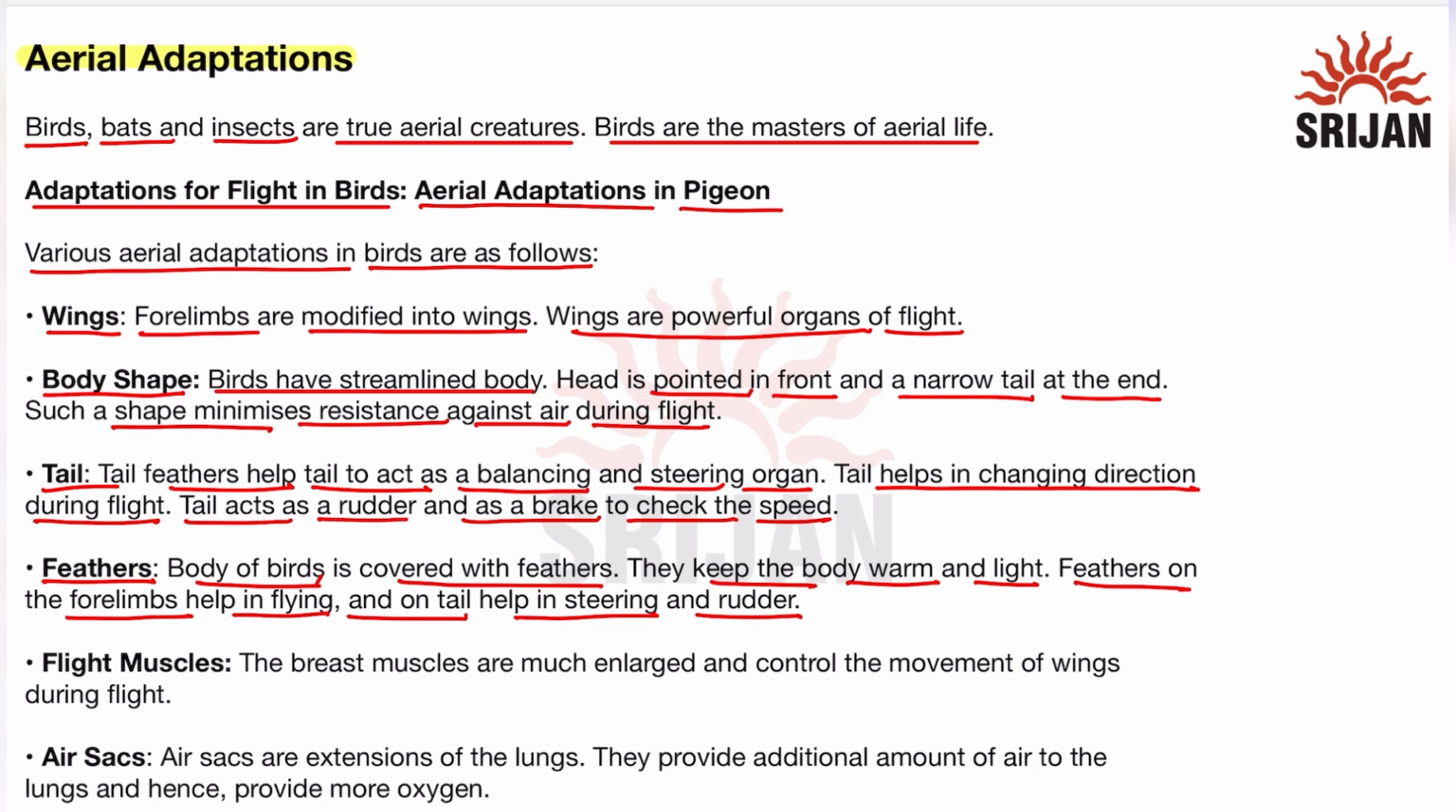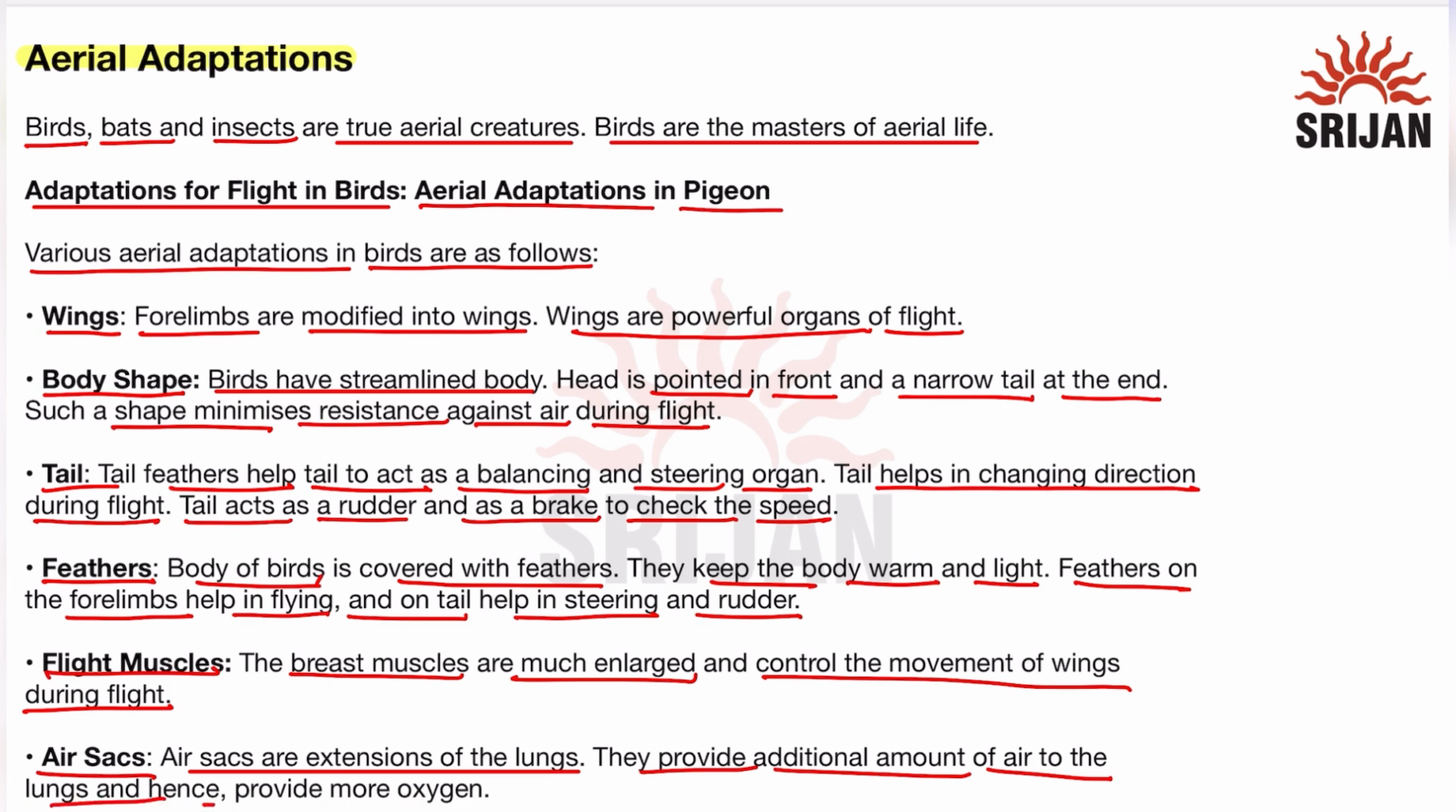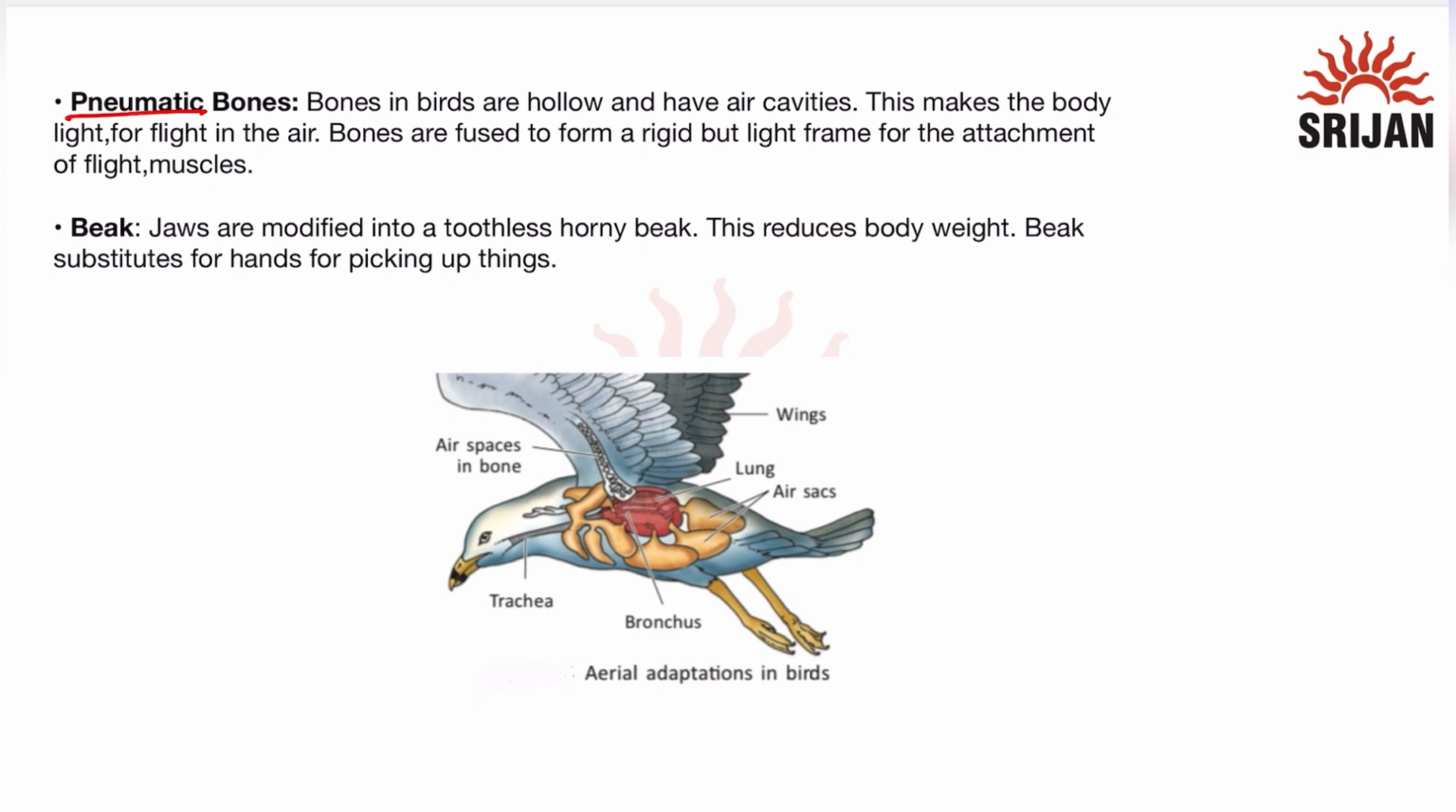Now let us read about the flight muscles. The breast muscles are much enlarged and control the movement of wings during the flight. Next is air sacs. Air sacs are the extensions of lungs which are present in birds. They provide additional amount of air to the lungs and hence provide more oxygen which is required by the bird during the flight.